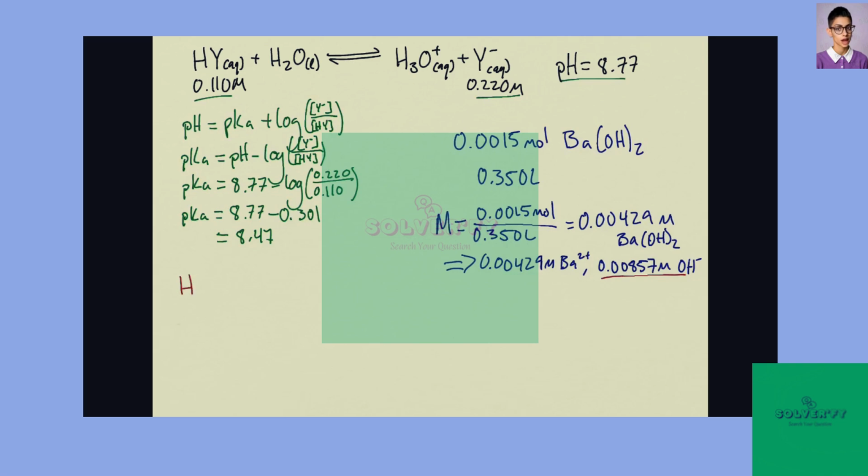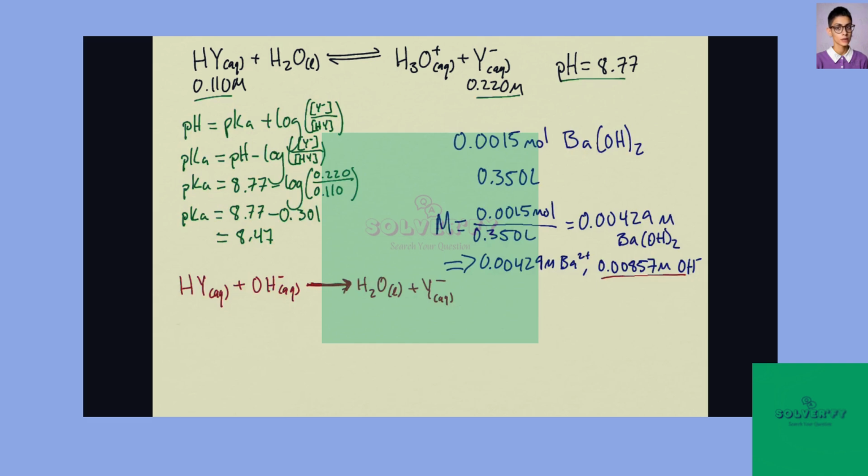The weak acid, HY, is going to react with the hydroxide ions from the added barium hydroxide to create water and Y-. Hydroxide is a strong base, so this reaction is going to go to completion, which is why there is a single forward-facing arrow.